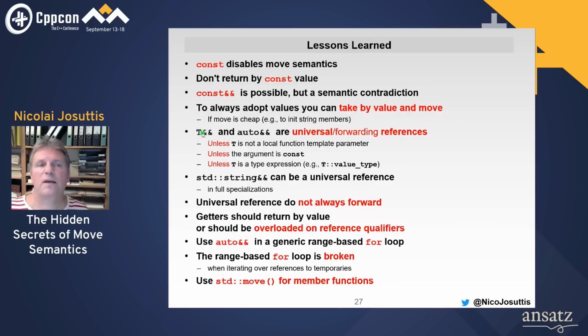If you have two ampersands for a function template parameter or with auto, you have a universal or forwarding reference, unless the T is not a local function template parameter, or the argument is const, or T is an expression like this. And as you have seen, std::string with two ampersands can be a universal reference, although it doesn't look like that, in full function template specializations. Universal references do not always forward. That's why I prefer the term universal reference, because it's a little bit confusing that we name it forwarding reference.